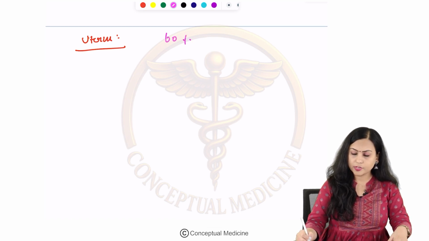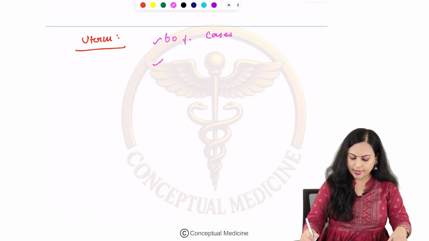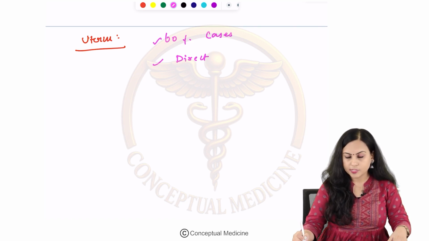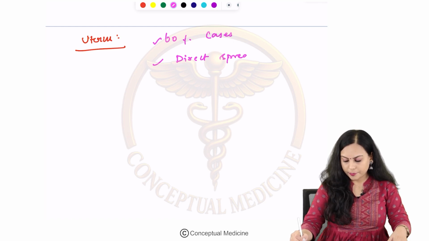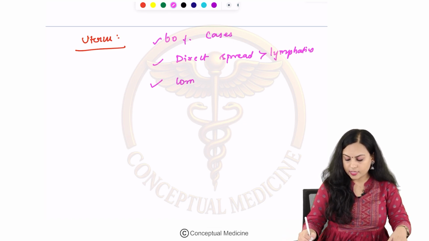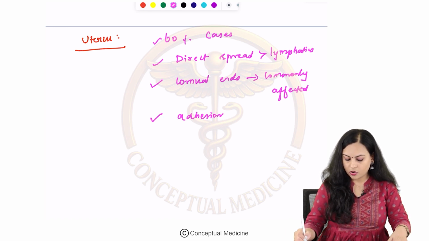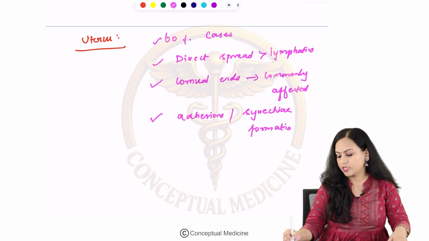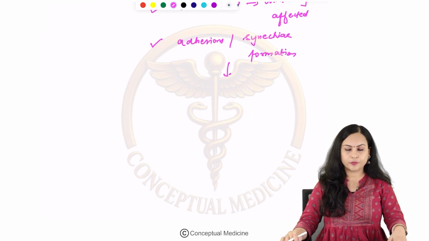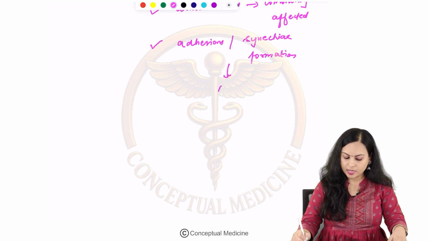Right. Now, we'll pass on to the uterus. So, uterine tuberculosis is seen in 60% of the cases, and as we have already seen, it is going to spread mostly by direct spread, followed by lymphatics. Cornual regions are commonly affected. It can lead to adhesions or synechiae formation. So, what do you call this? When there are adhesions or synechiae in the uterus, it is called, very good, Asherman's syndrome as well.